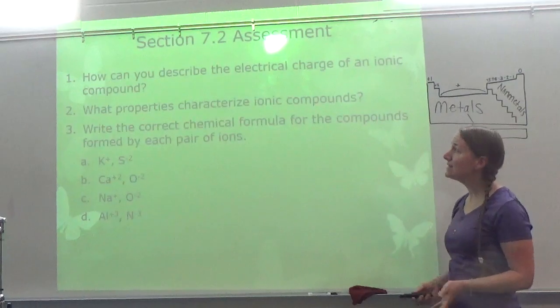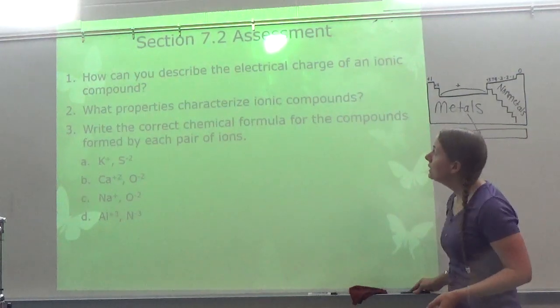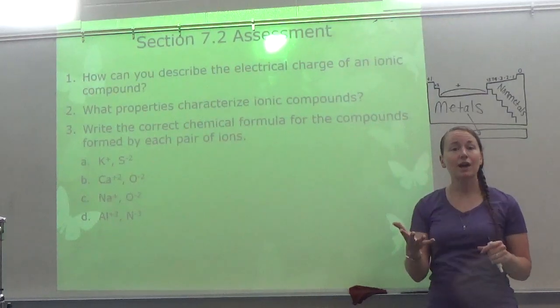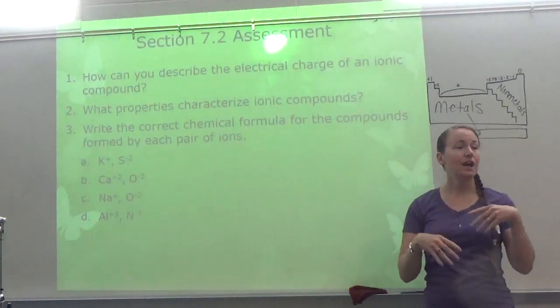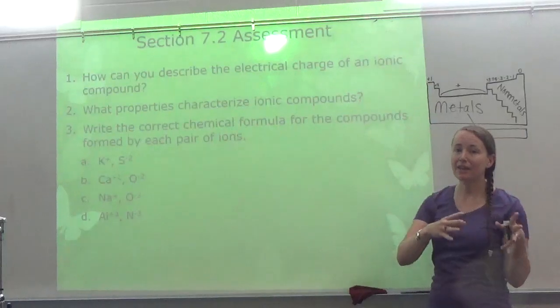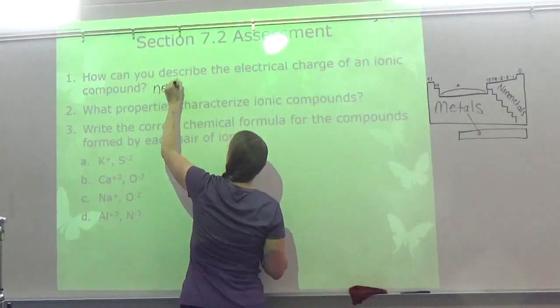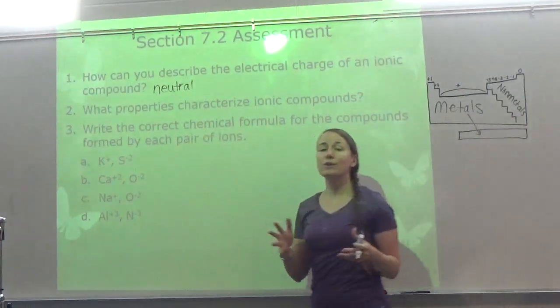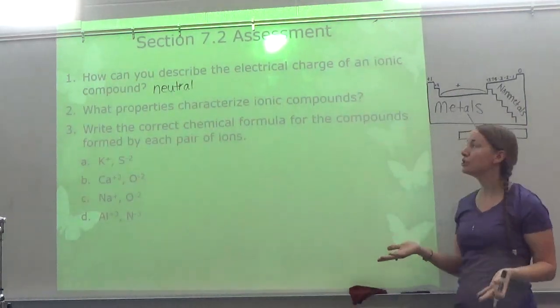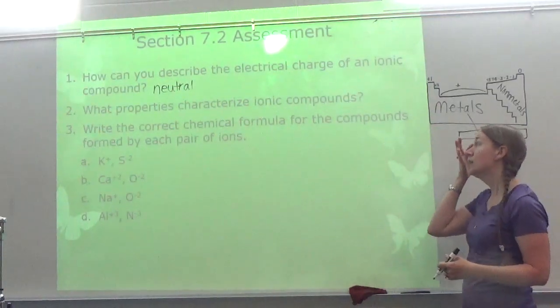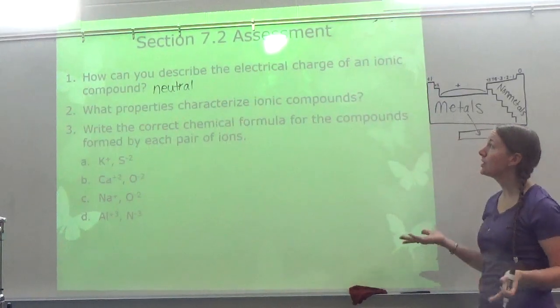All right, so let's knock out this section assessment. How can you describe the electrical charge of an ionic compound? Remember, even though an ionic compound is made of positive and negative ions, overall the whole compound is neutral. That's the whole reason that we cross or balance the charges: the compound itself has to be neutral.